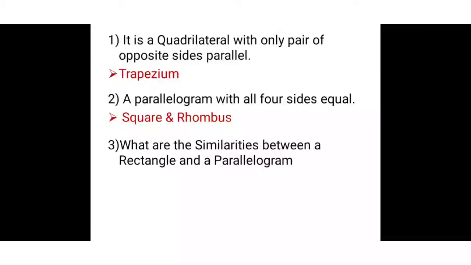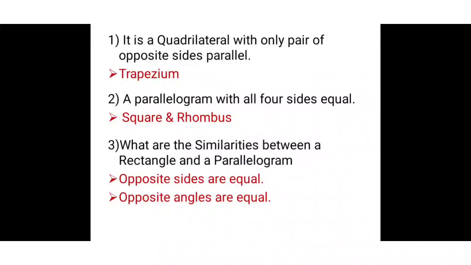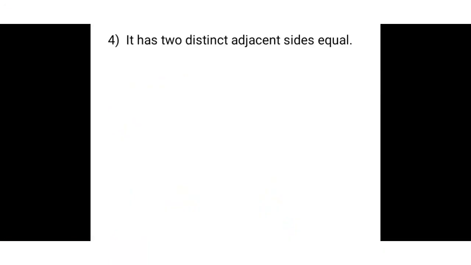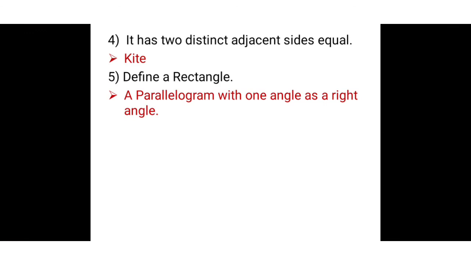What are the similarities between rectangle and a parallelogram? I'm sure most of you have got it. That is opposite sides, opposite angles are equal and diagonals bisect each other. Which is the quadrilateral that has two distinct adjacent sides equal? Yes, it is a kite. Define a rectangle. A parallelogram with one angle as right angle.